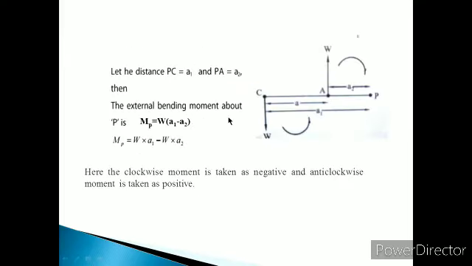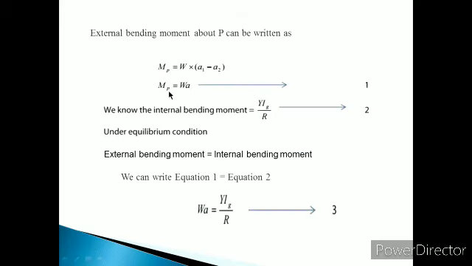A1 minus A2 is nothing but A. Therefore, MP is equal to W into A. This is equation number 1. We know the internal bending moment is equal to YI by R. Under equilibrium condition, the external bending moment is equal to the internal bending moment. Therefore, equation 1 is equal to 2. Therefore, W into A is equal to YI by R. This is equation number 3.